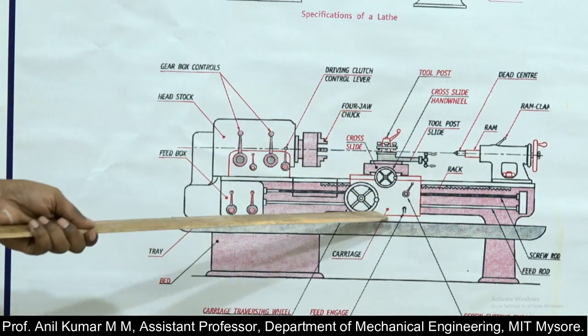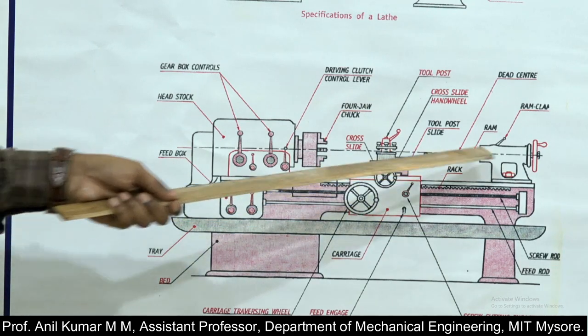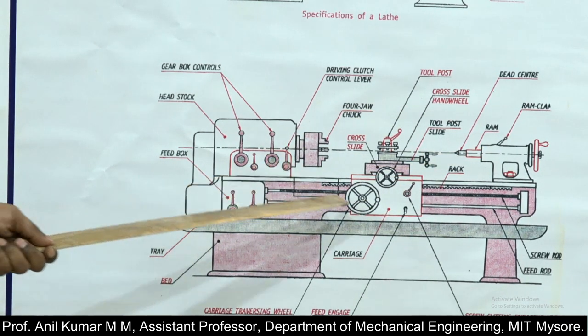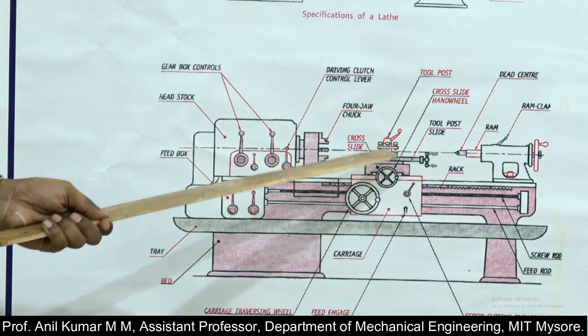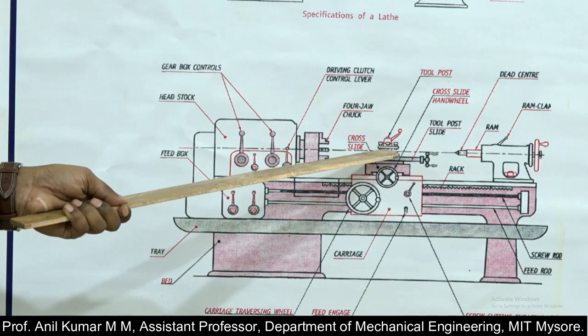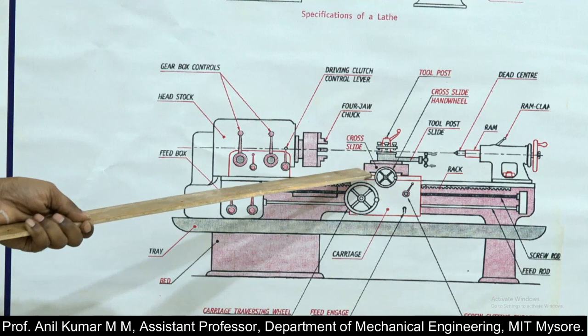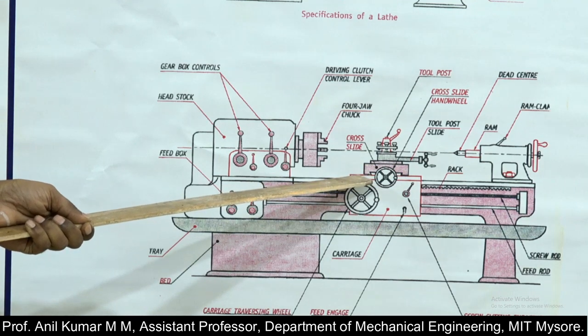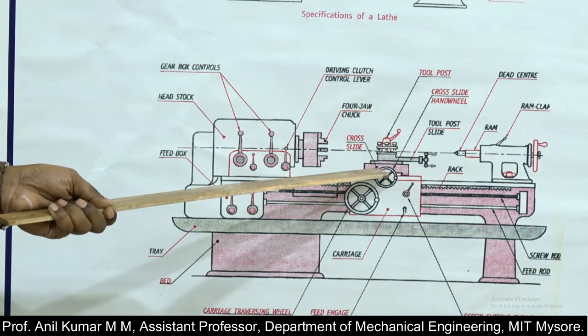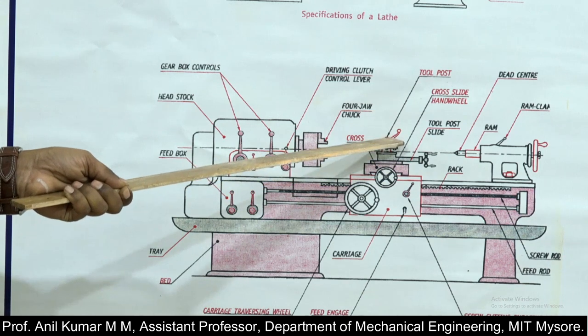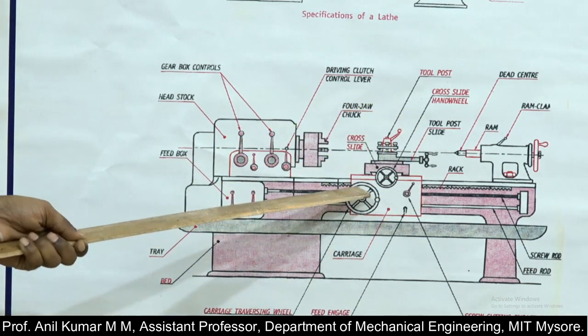And next is the carriage. The carriage is mounted in between the headstock and tailstock, and it supports the tool post. The carriage consists of the saddle, the cross slide, the compound tool rest, and then the tool post. These are the main components of the carriage.